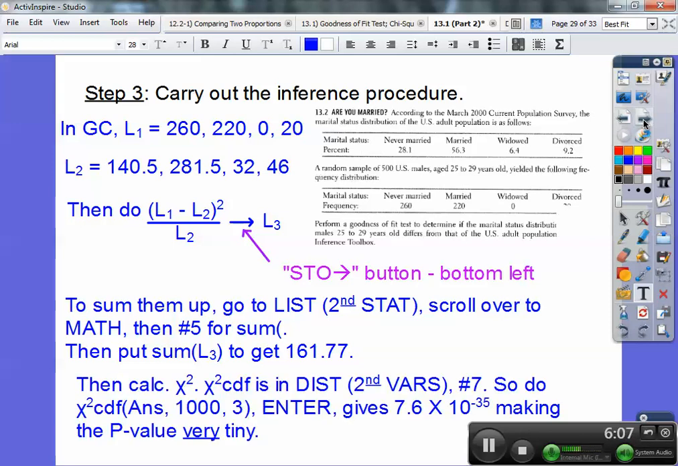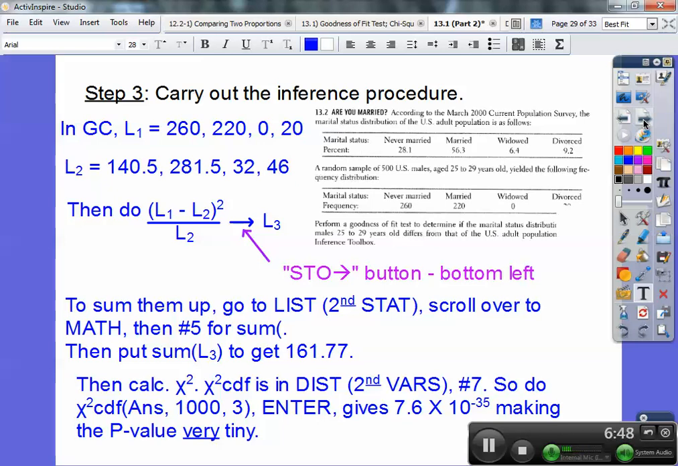All right, and then calculate your chi-squared. So your chi-squared CDF is in the distribution, which is above the vars button. And my calculator was number 7. So you do chi-squared CDF, and then you do answer, and your answer is above that negative key in the bottom right-hand corner. So you do shift answer to get that. And then 1,000, and you do 1,000, you guys, because your chi-squared goes way out, so we just want a big number, so it gives us the whole area underneath the curve. I could pick 1,000,000 if you wanted to, but I just did 1,000. I think 100's even enough, or 500. And then do 3 for degrees of freedom.